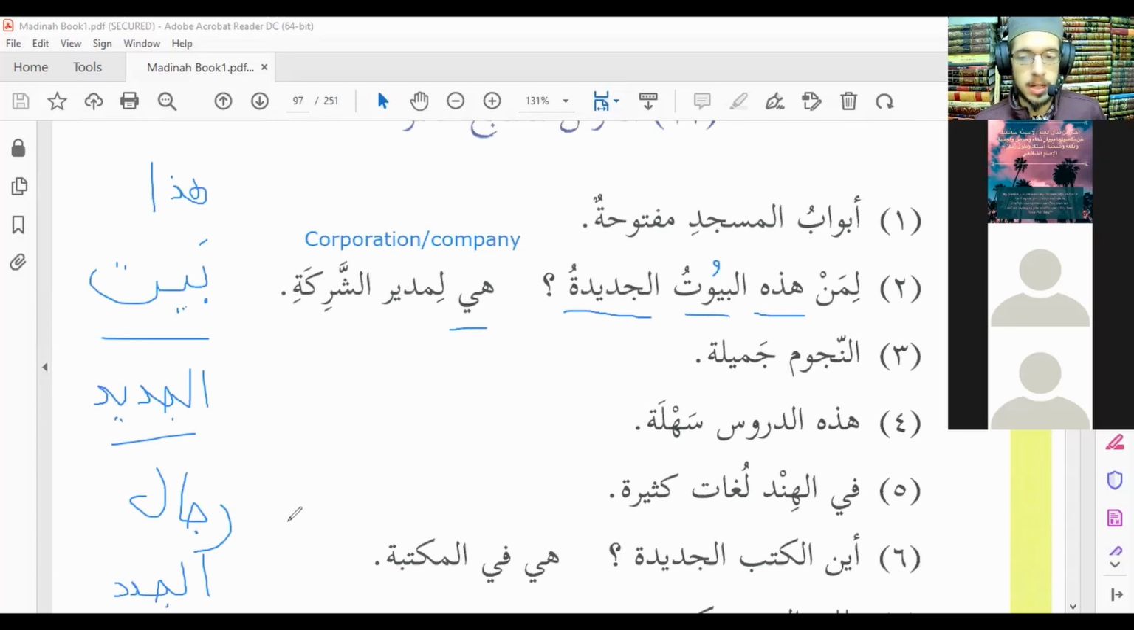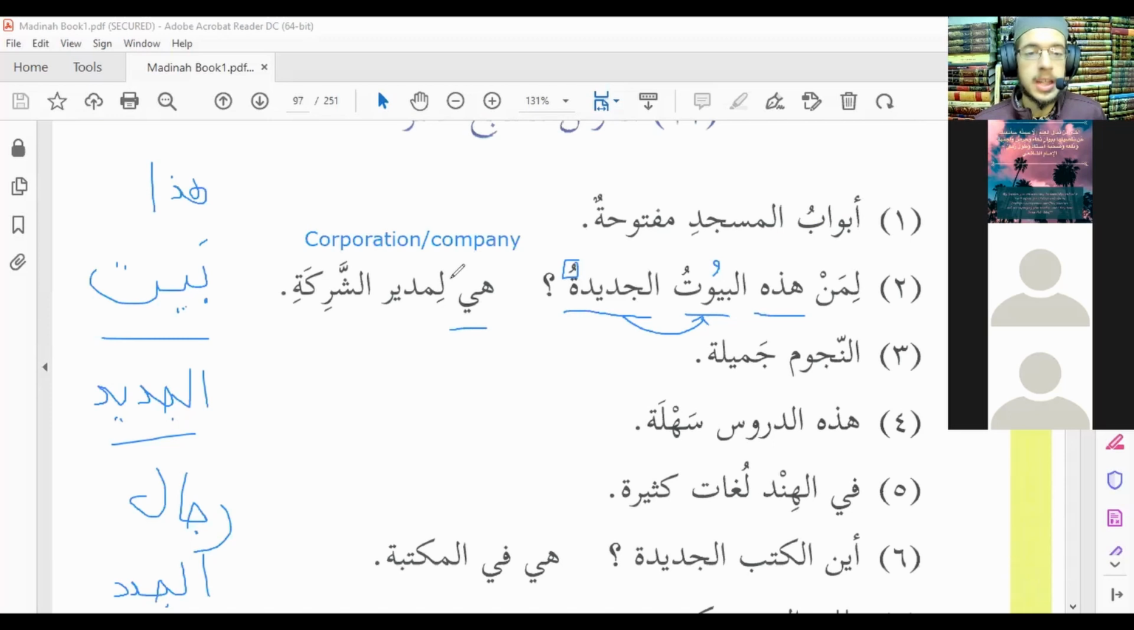But we're dealing with non-human plurals here. So we can't say al-jadid and we can't say al-judud. We have to say al-jadidatu. We stick a ta marbuta on the end. It becomes feminine, singular in form. However, it's referring to a non-human plural group.